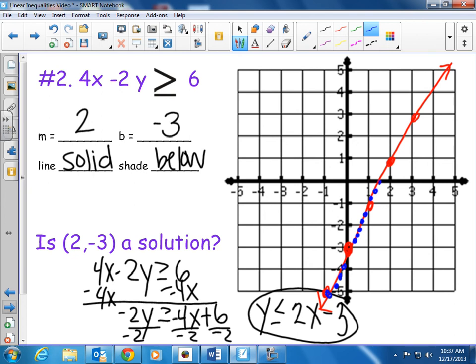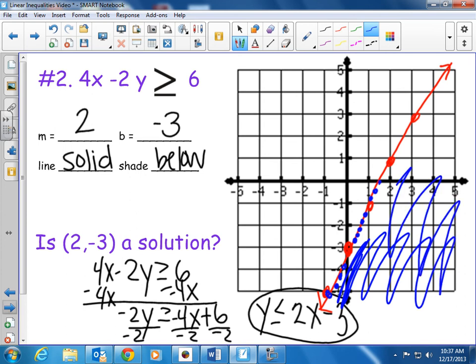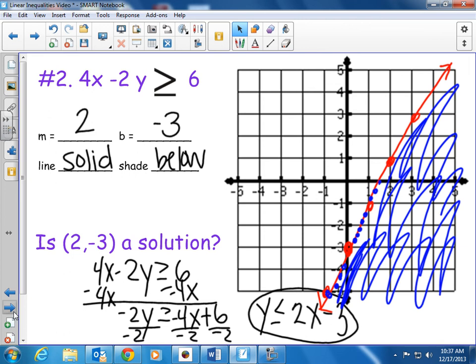Okay? Now I can't forget to shade. Since it's less than or equal to, I shade below my line. So I'm shading right in there. Okay? Now I'm going to test a point to make sure I shaded the right region. Notice that 0, 0 is not in my shaded region.